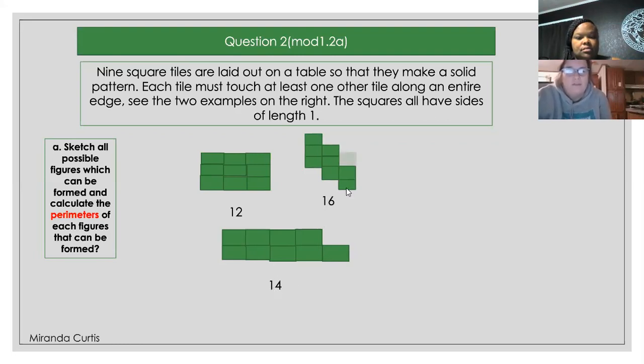Now, our next possible perimeter is 16. So we're going to do 3 on this side. And you're going to do 1, 2, 3, 4, 5 right here. You're going to do 3 and 5 on the bottom. It's going to give you 16.